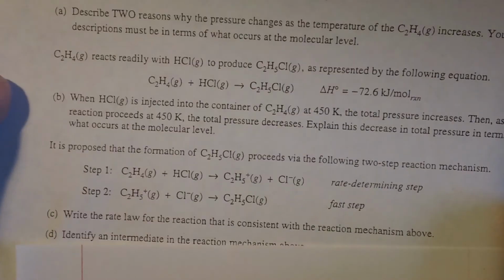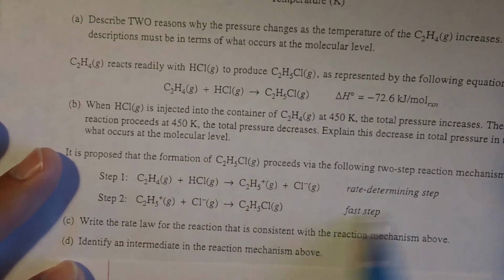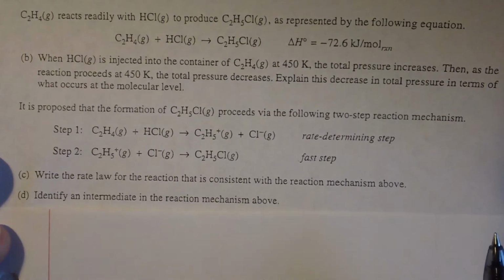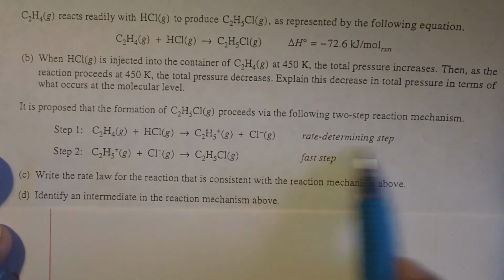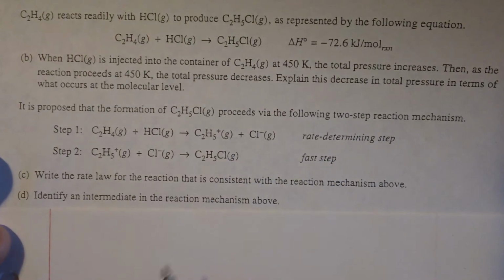5C says, it is proposed that the formation of this proceeds via a two-step reaction mechanism. Yay, mechanisms. These are easy enough. The first one is the slow step. It says it's a rate determining step. Second one's the fast one. Write the rate law for the reaction.